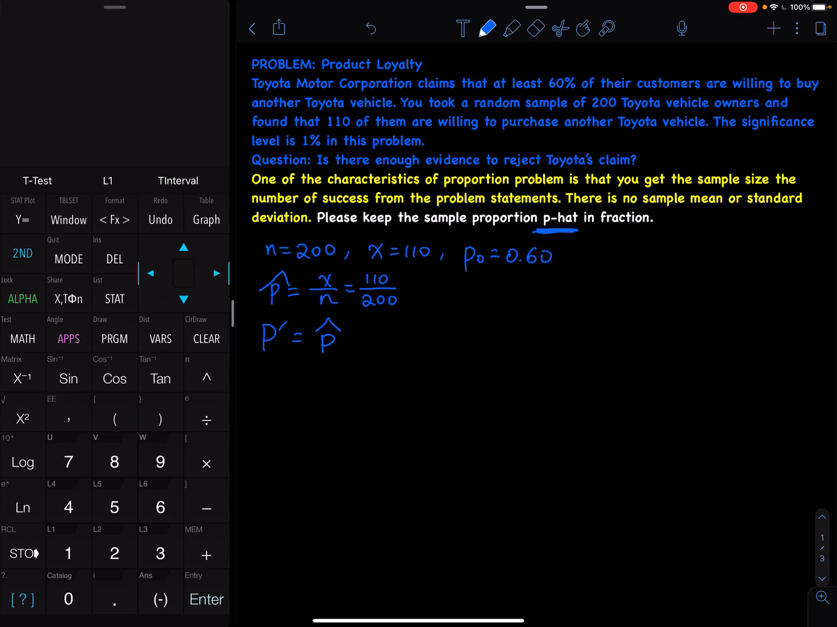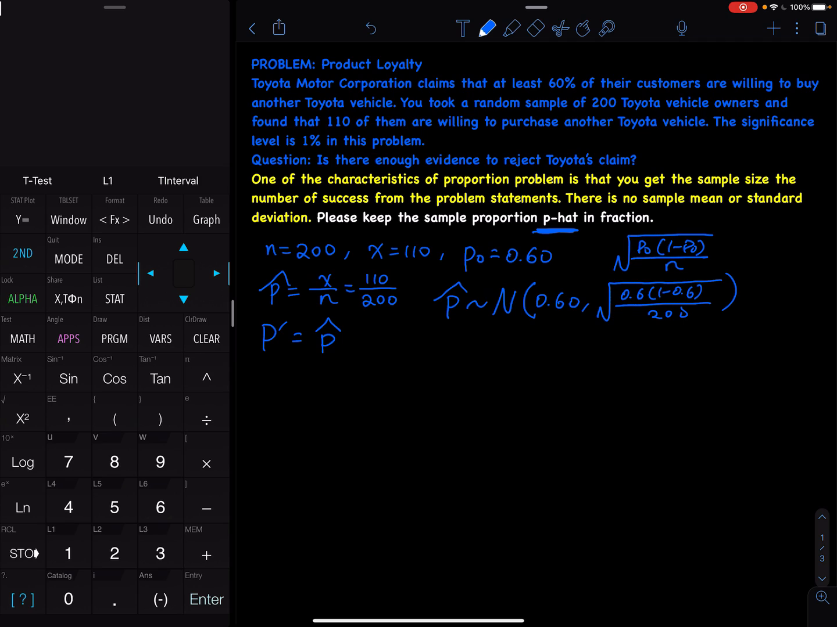All right. And then one other thing that you usually have to do is say that the sample proportion can be approximated as, or you can say that it follows a normal distribution with mean 0.60 and then the standard error. So this is the square root of, let me write the formula for you, the square root of p naught times 1 minus p naught, divided by n. So that will be 0.6 times 1 minus 0.6, divided by 200.